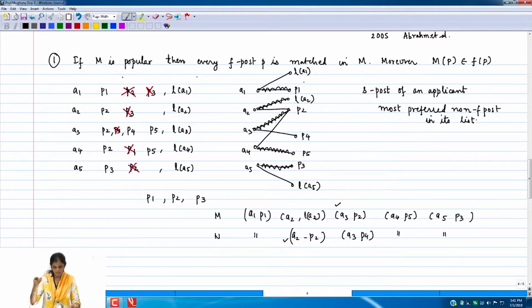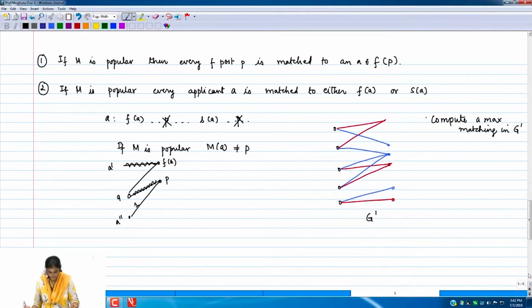Now we will look at the matching, one by one, and look at a post. If it is an F post, if it is not matched, there must be some applicant who would like to get matched to that post. Take any arbitrary applicant in F of P and assign it to that. Change the matching locally and keep doing this. You are not changing the size of the matching. If an applicant was matched, it continues to remain matched. There are some posts which will change their status, right? But you can ensure by this property that every F post is matched to an applicant belonging to F of P, and every applicant is matched to F of A or S of A, right? So we can compute such a matching.